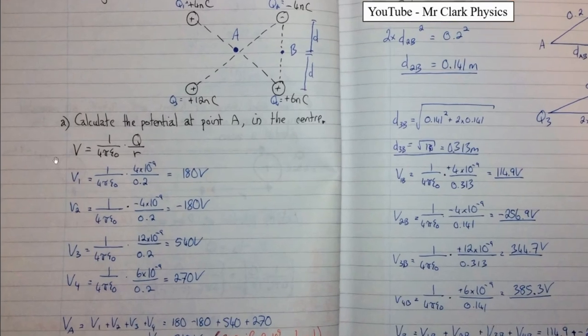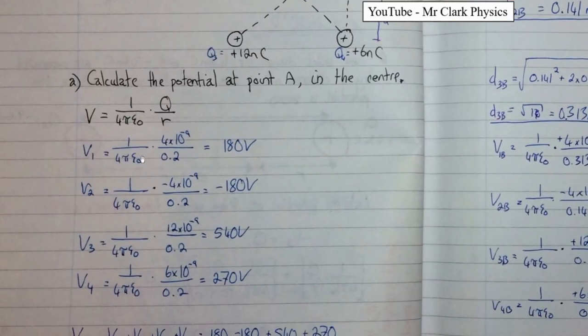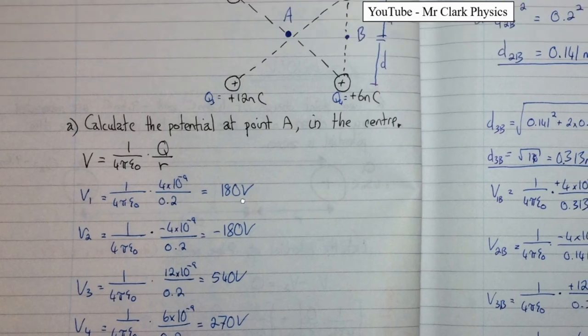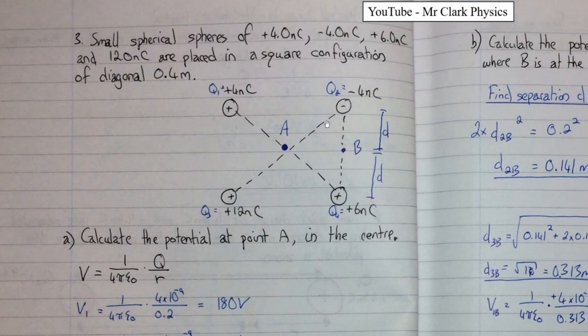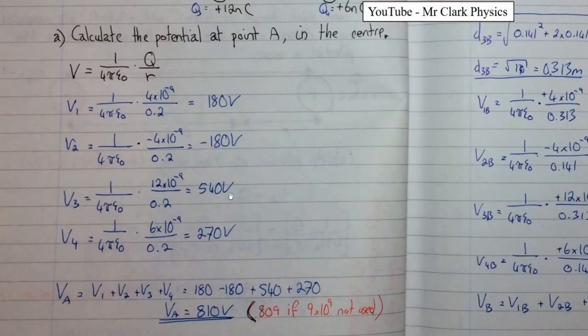Now to do this, I have chosen to break the usual rule about substituting first, and I've just said V is equal to this equation, and then I've substituted for each of the other parts of the problem. And you just work through the numbers. The distance here, for the whole diagonal, was 0.4 meters, so each distance is the same, it's 0.2 meters. And you work out all four of the values, keeping track of the sign. The one with the negative charge makes the potential negative. That means you're gaining energy by putting it there. And you can sum them all up together. And it turns out you get 810 volts.